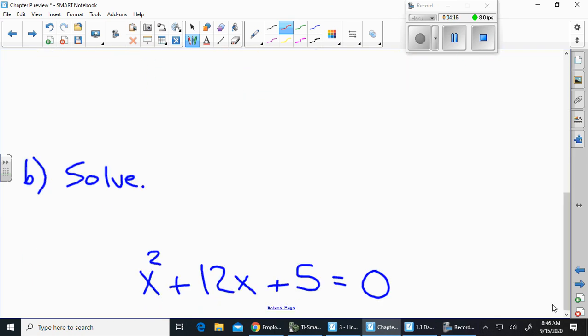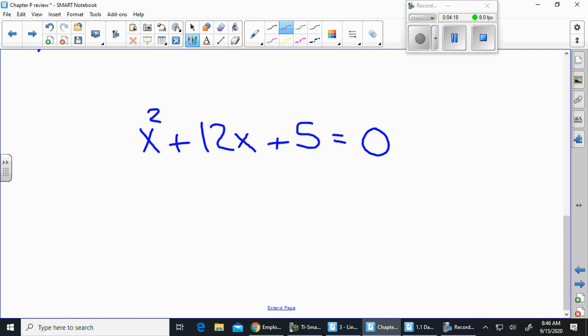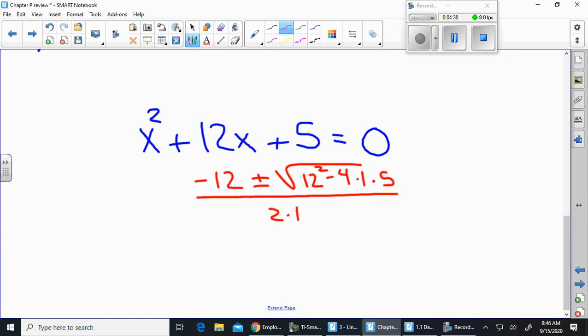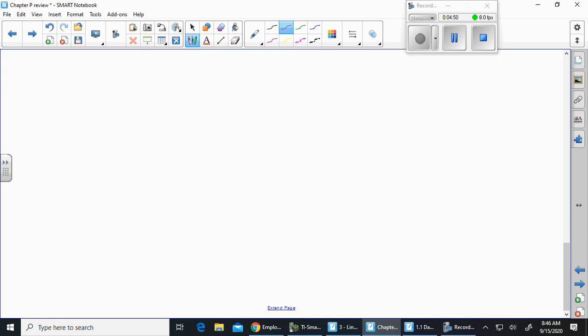If I gave you this one, I would try to factor. Doesn't work. You could complete the square, but I would probably do the quadratic formula again. Opposite of b, plus or minus the square root of b squared minus 4 times 1 times 5, all over 2 times 1. I think I gave this one to see that 144 minus 20 is 124. Make sure you reduce that.